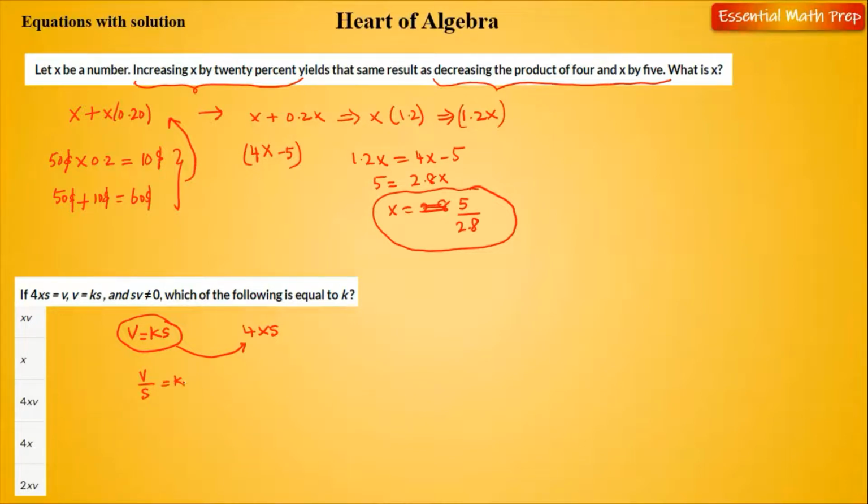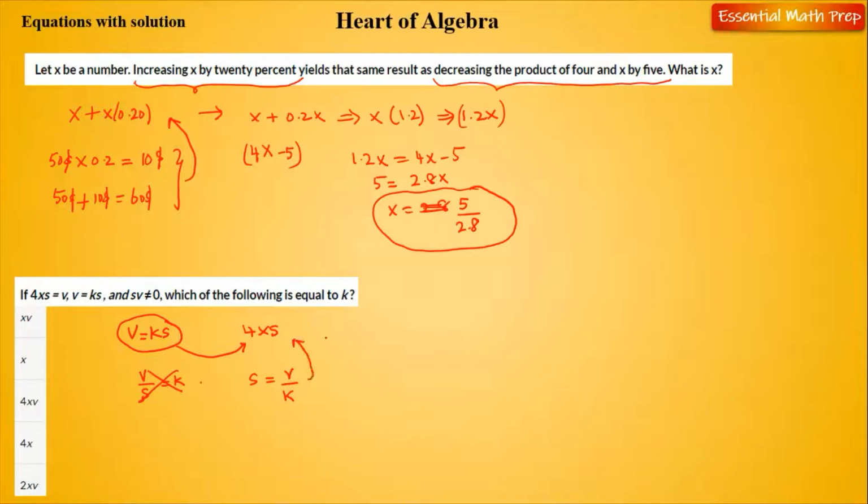Now we have v over s equals k, but is that what we want? Actually, I did it the other way around. So I should have done the other way around, sorry. So let's strike this off. We want s, which is v over k. So if we divide by k on both sides, then we get s equals v over k.